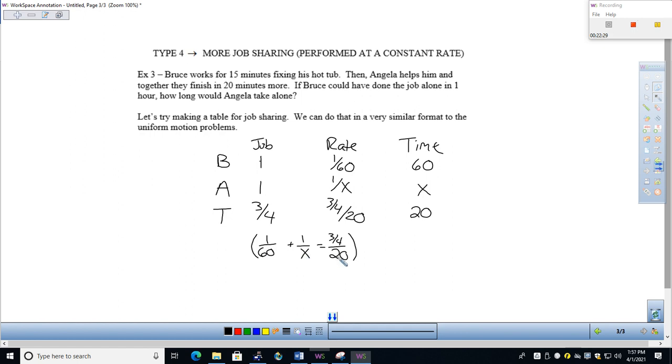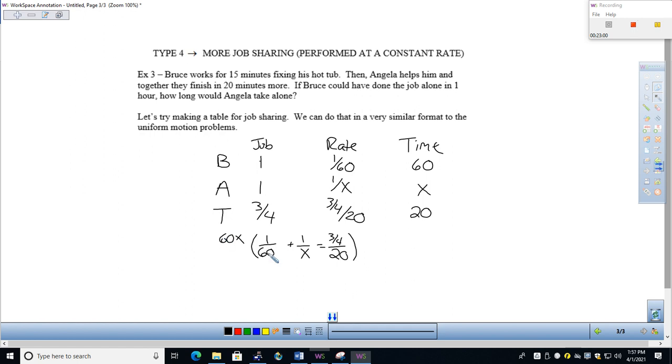But I do have a situation where I've got two fractions added together equals 3/4 over 20 on the other side. And I'm going to come up with an LCD. And so we've done this certainly before. And it looks like the least common denominator of 60 and x and 20, from my vantage point, looks to be 60x. So again, what's the least common multiple of 60 and 20? It's actually 60. And then don't forget, obviously, if x is part of a denominator, it needs to be part of our LCD there. Okay, well, I'm going to just multiply everything by 60x and see what happens.